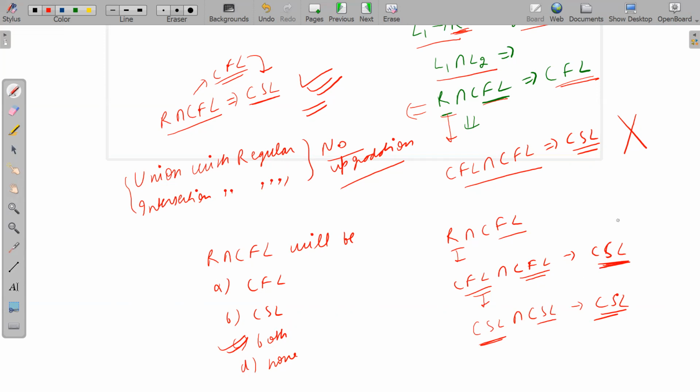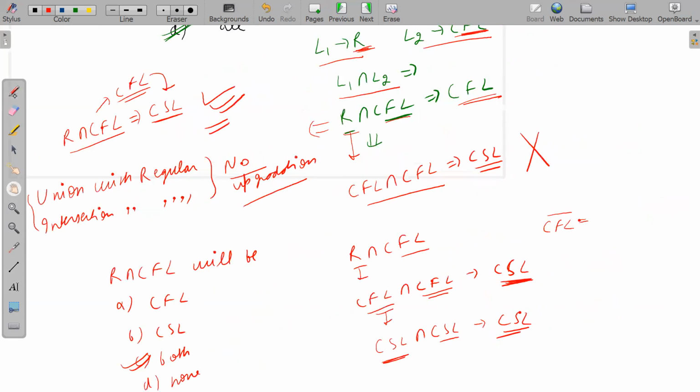Complement of CFL. Again, see, CFLs are not closed under the complement operation. What will you say about the complement of CFL? Complement of CFL will be a CSL. Why will it be CSL? Just apply upgradation. Every CFL is CSL, so take the CSL complement, and the complement of CSL is CSL only. So you won't go beyond CSL. CSL is the end.